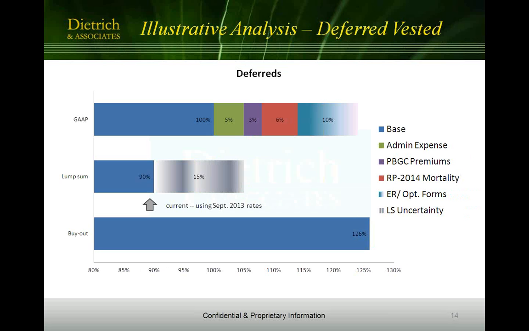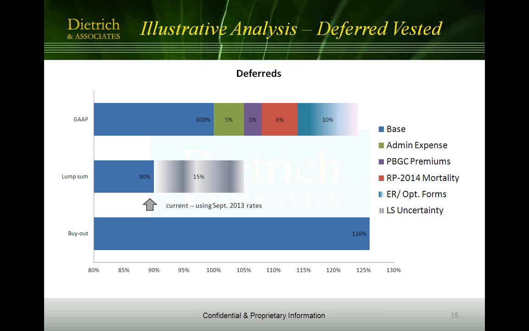Going to the next slide, where we're talking about deferreds, they're very similar, but there's a couple of key differences. One of those is in the top bar, there's an additional section for early retirement and optional forms. This is where a plan that has a lot of early retirement subsidy or offers lump sums at retirement can see significantly higher economic cost, and those may not be fully represented in your financial liability.